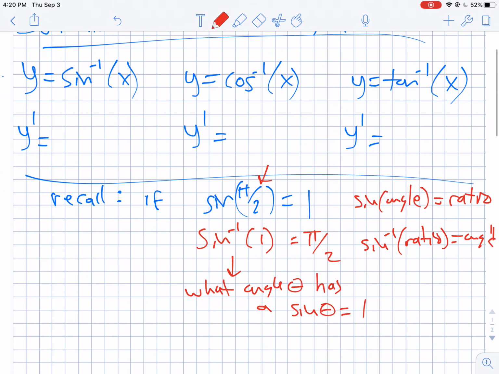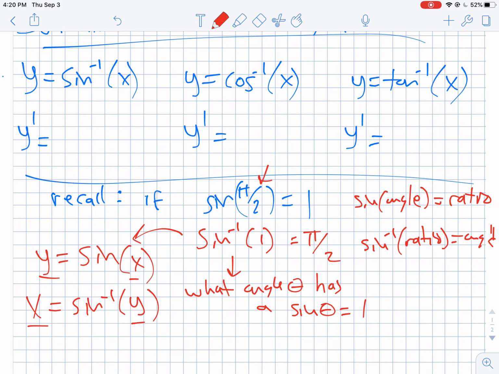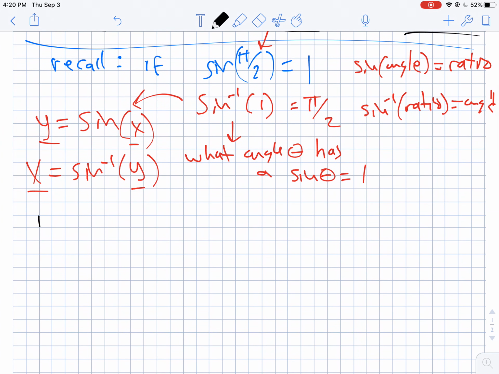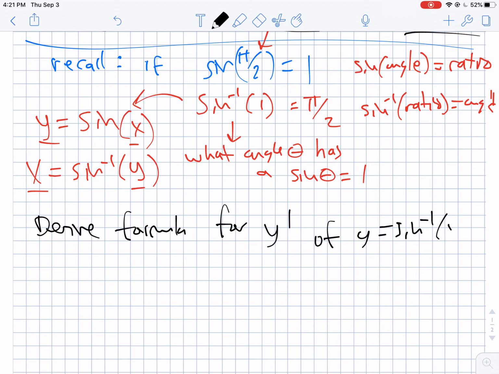So these are opposites. For example, if we say y equals the sine of x, using the same relationship, well, then that means that x is the inverse sine of y. Okay, so they have that inverse relationship. The y and the x are switching. That's the key of inverses. So what we're going to do today is derive these formulas for inverse sine, inverse cosine, and inverse tangent. So we're going to derive a formula for y prime where your original function is inverse sine of x.